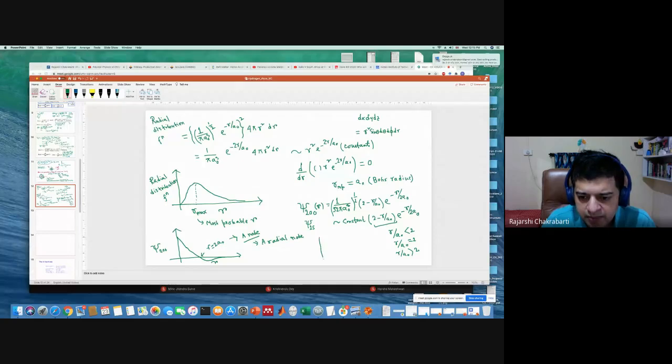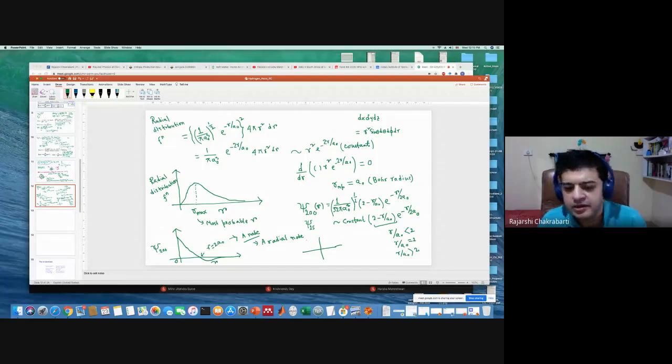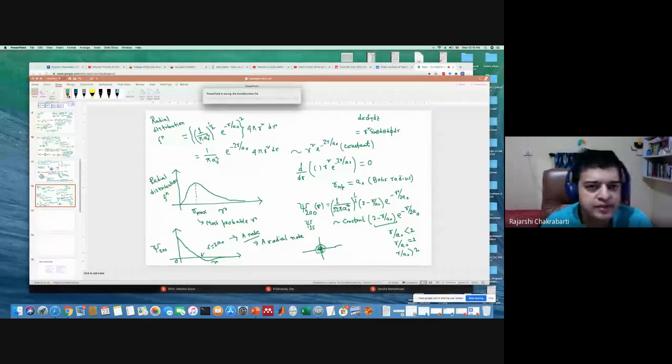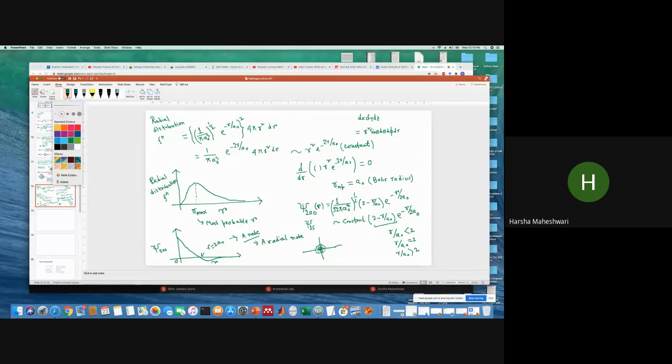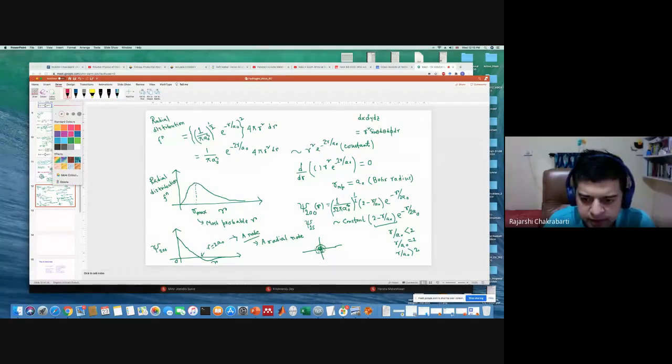And if I make a density plot of psi 2s, can anyone tell me what it is going to be? Whenever I am between 0 and 2a0, this quantity is positive, but it will decay. So it is something like this. And then exactly at r equal to 2a0, what do you have? You have a node, a radial node. I hope you are following. So I will have a radial node at r equal to 2a0.